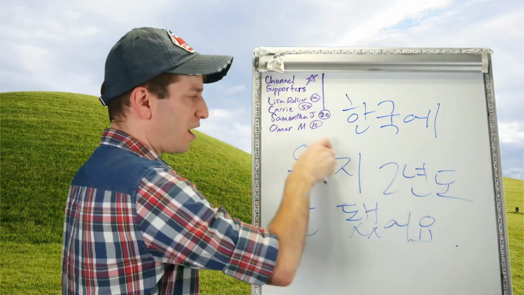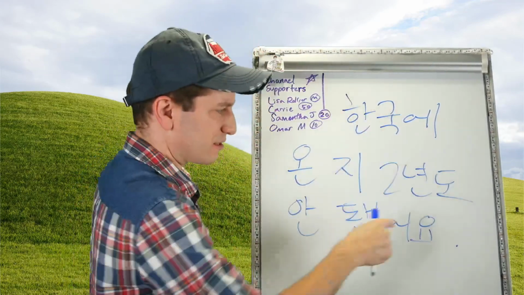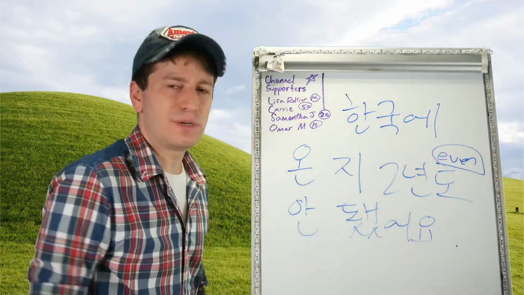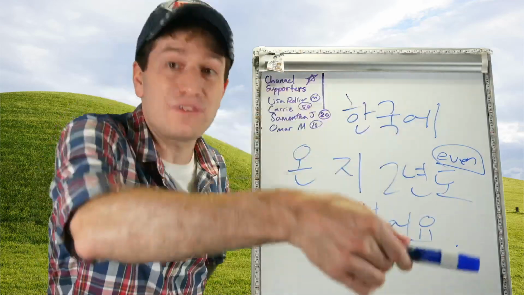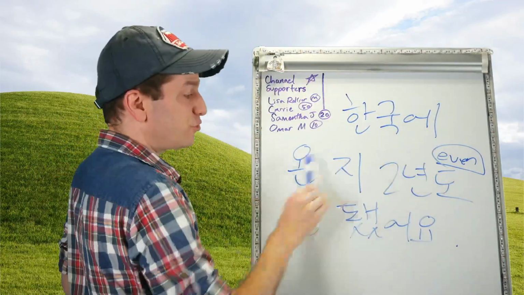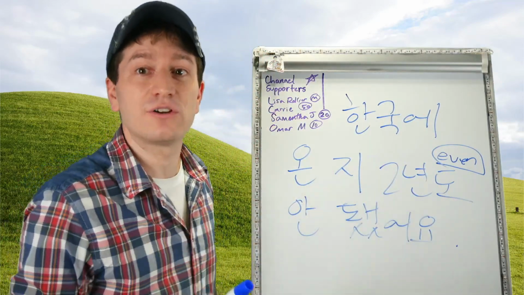한국에 오다, so to come to Korea. So since I've come to Korea, 2년, 2 years. 도, here it's even. So when you're using a negative verb, you can use 도 to mean not even. So it hasn't even been 2 years since I've come here to Korea. 한국에 온 지 2년도 안 됐어요. So it hasn't even been 2 years since I've come here to Korea.